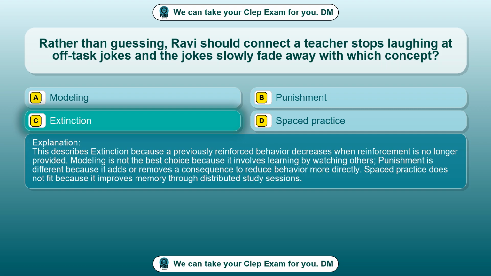This describes extinction because a previously reinforced behavior decreases when reinforcement is no longer provided. Modeling is not the best choice because it involves learning by watching others. Punishment is different because it adds or removes a consequence to reduce behavior more directly. Spaced practice does not fit because it improves memory through distributed study sessions.